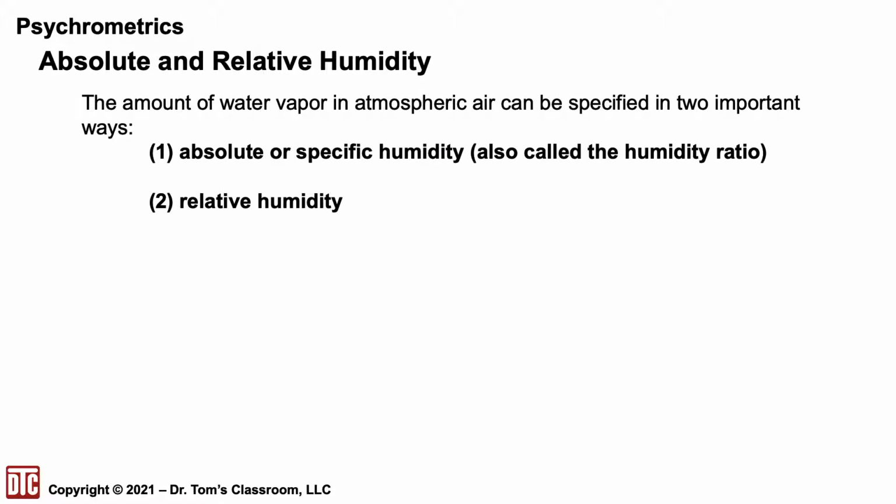We can also talk about absolute and relative humidity. And this is the amount of water vapor in atmospheric air. And so there are two ways that we can talk about this. So we have the absolute or specific humidity. It's also called the humidity ratio. A lot of names for that. And we can also talk about the relative humidity.